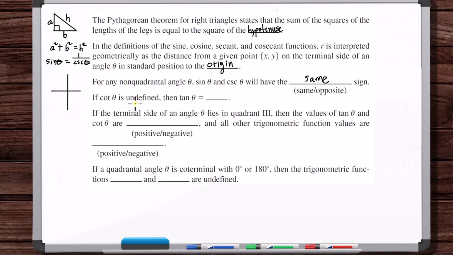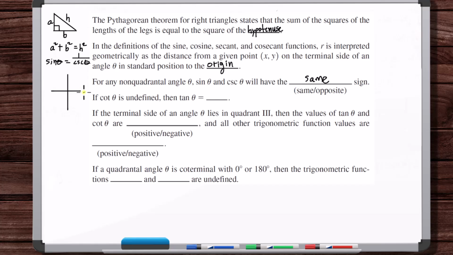If cotangent theta is undefined, then tangent theta is equal to what? So undefined, how does a trig function become undefined? Well, it's because you're dividing by 0. Thinking about the angle of any right triangle formed in the general definition, with the origin as the vertex, the adjacent over the opposite is always the x value over the y value. So it's when the y value becomes 0, so you have an angle along the horizontal axis, 0 or 180 degrees, that cotangent is undefined.